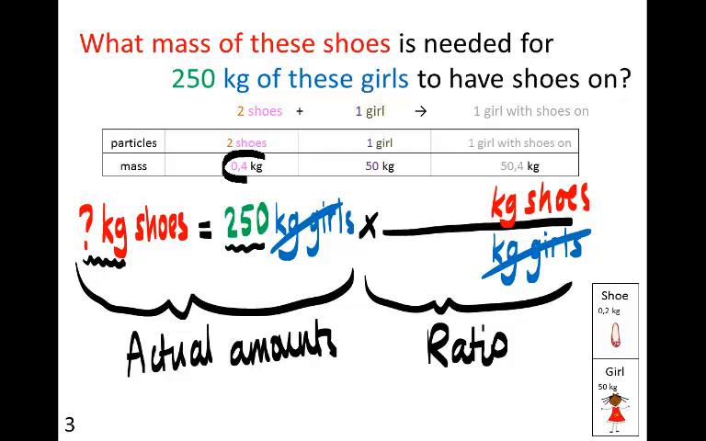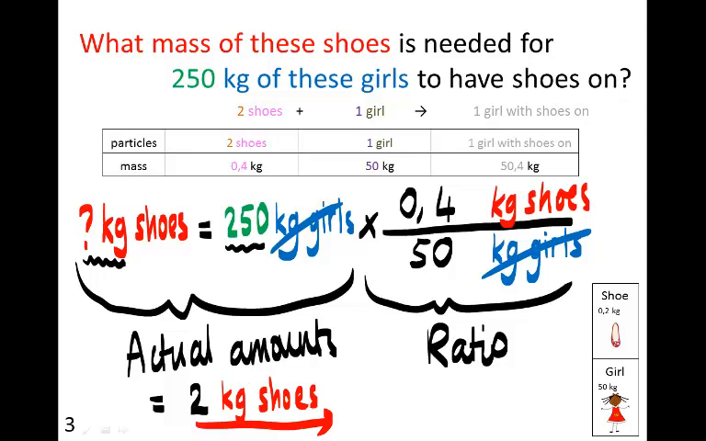And we know that it's 0,4 kilograms for every 50 kilograms of girls. 0,4 kilograms of shoes for every 50 kilograms of girls. That is the ratio in which they always get dressed, these particular girls and shoes. 250 multiplied by 0,4 divided by 50 is equal to 2 kilograms of shoes. Again, we could have just thought about it logically. 250 kilograms of girls is 5 girls, and 5 girls need 10 shoes, each shoe being 0,2 kilograms in mass, so that's 2 kilograms of shoes.